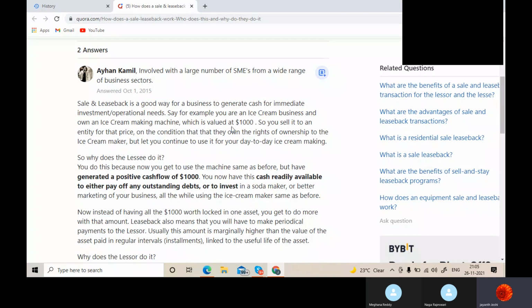So what is the price of that ice cream machine? $1,000. You are selling it to some company, and the condition you are putting to them is that they own the rights of ownership to the ice cream maker, but let you continue to use it for your day-to-day ice cream making. That means you sold it now. That means you kept the papers with them. Please tell me, are you following?